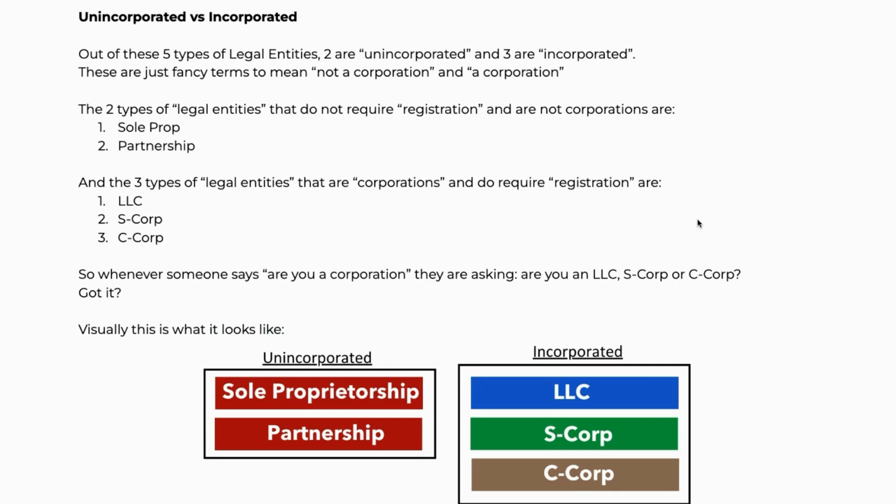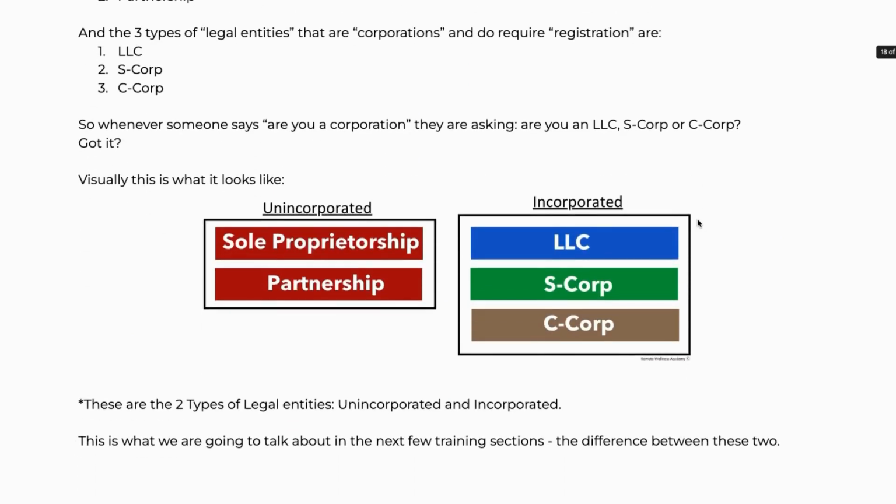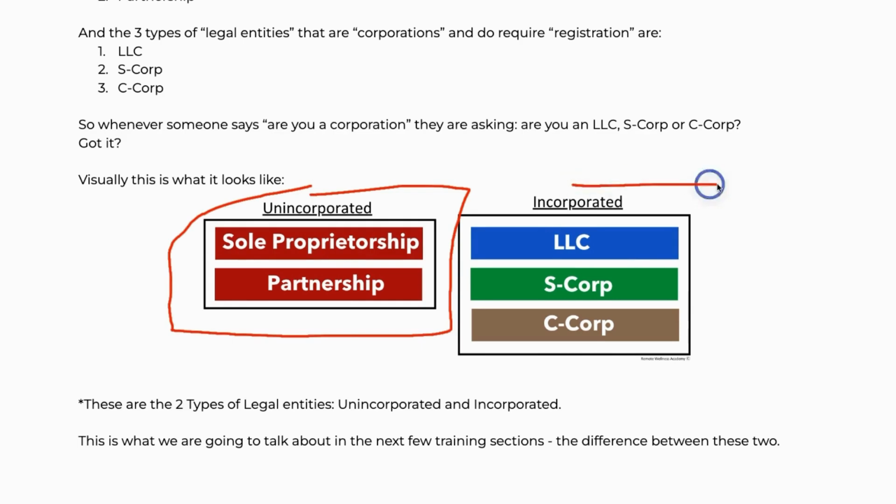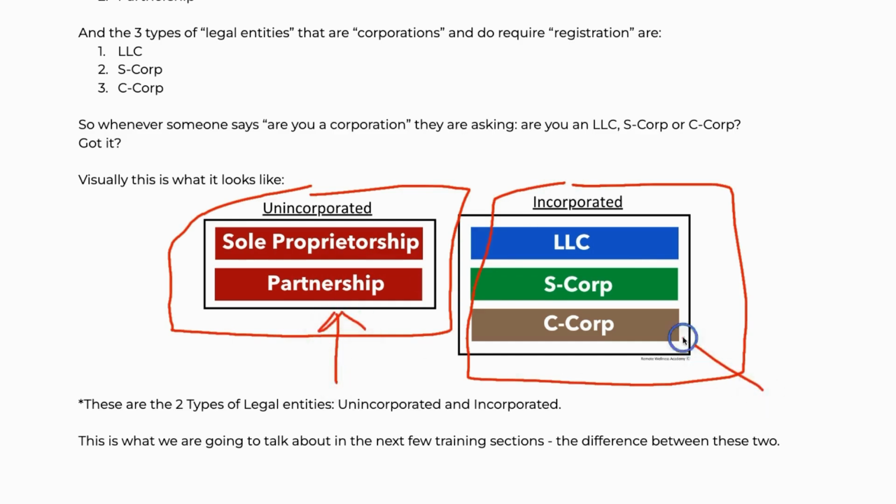So when we say in this training, the training title here, 2 types of legal entities, this is what we are talking about. This is what you want to remember because this is the foundation that we're going to build on for the upcoming training sections, okay? So we have unincorporated, which is not corporation legal entity types, and we have corporation legal entity types. In the next couple training sections, we are going to dive into the differences between these 2. Like, hey, what are the benefits of these and what are the benefits of these?